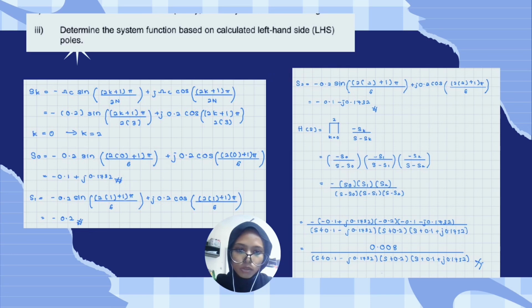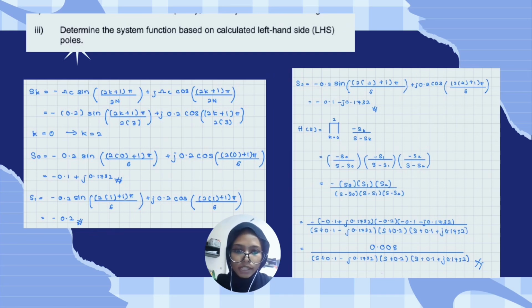First, for k equal to 0, S0 equals negative 0.2 sine of pi over 6 plus j 0.2 cosine of pi over 6. This gives a complex pole at minus 0.1 plus j 0.1732. Now, for k equal to 1, S1 equals negative 0.2 sine of 3 pi over 6, which is pi over 2, plus j 0.2 cosine of 3 pi over 6. This result is a purely real pole at minus 0.2. Finally, for k equal to 2, this is the complex conjugate of our first pole, as expected for a real-valued system. The final step is to construct the system function H(s) by taking the product of the pole factors.